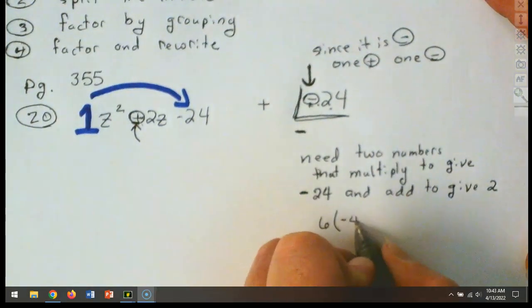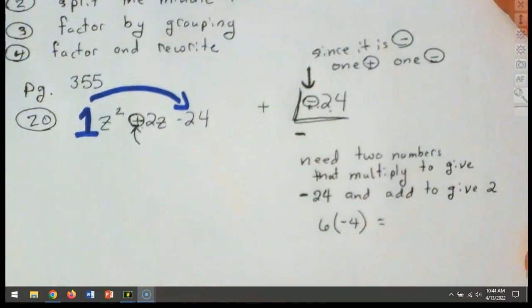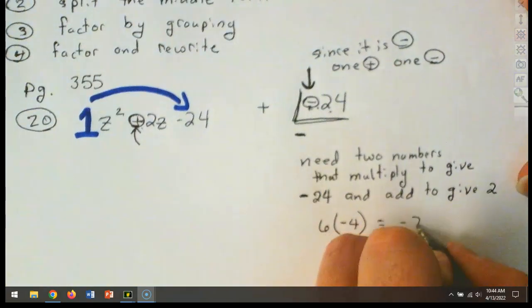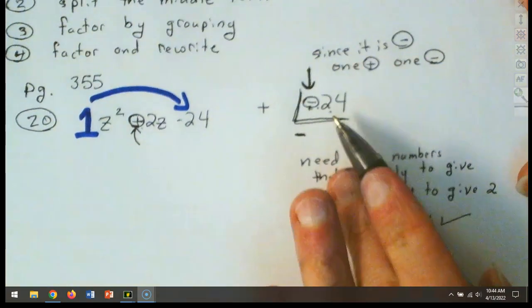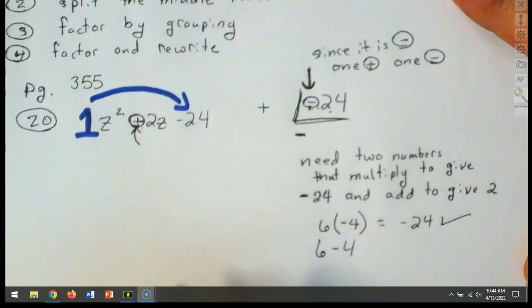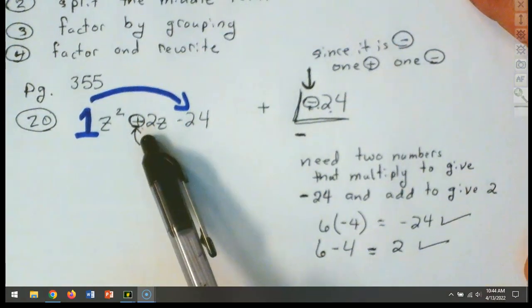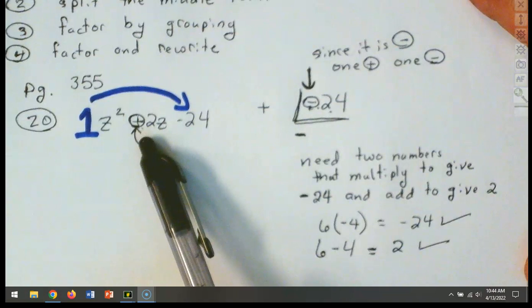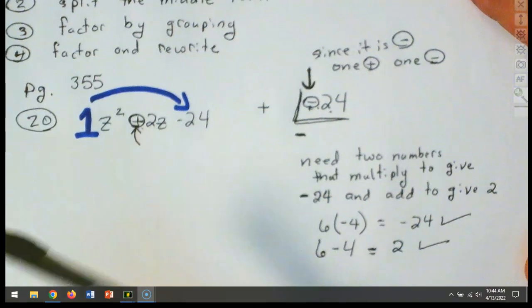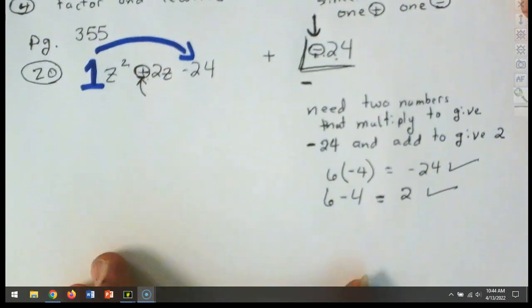and negative 4? Okay, because positive 6 times negative 4, well, what's positive 6 times negative 4? Negative 24. That is what is in the box here. And what about 6 minus 4? Well, 6 minus 4 is a 2, and that is your middle part here. Once we do a lot of these, it'll get a lot easier. It's just a matter of finding the numbers.